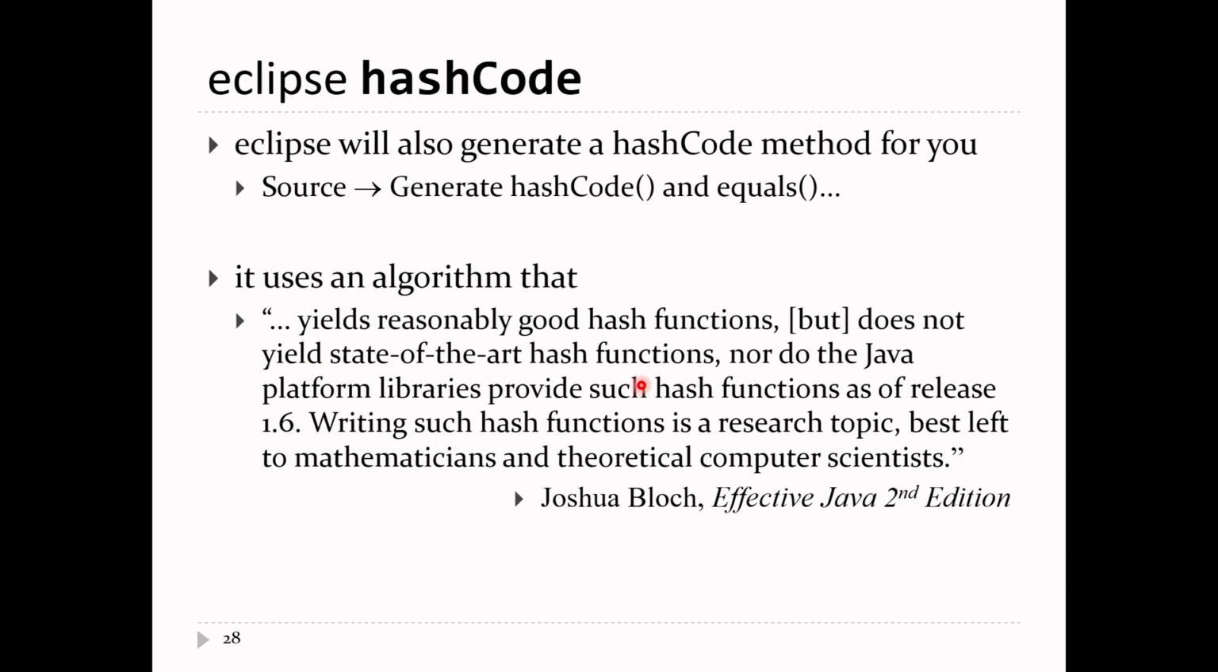It's not a cryptographically secure hash code, so it's not a perfect hash code, but no one knows how to do that anyway. Notice the advice here is that writing such hash functions is a research topic best left to mathematicians and theoretical computer scientists. So all that's required is that you implement a hashCode method that seems to work most of the time, right?